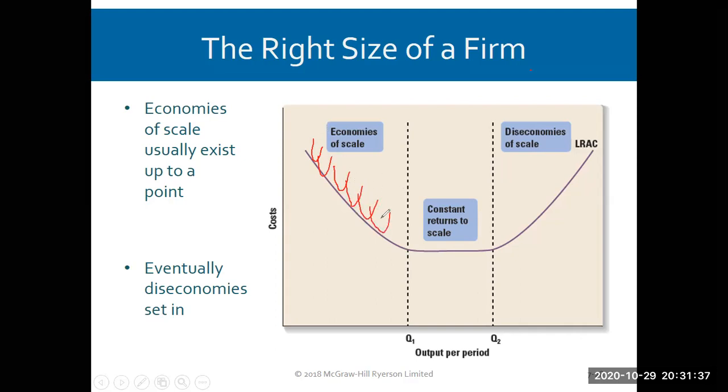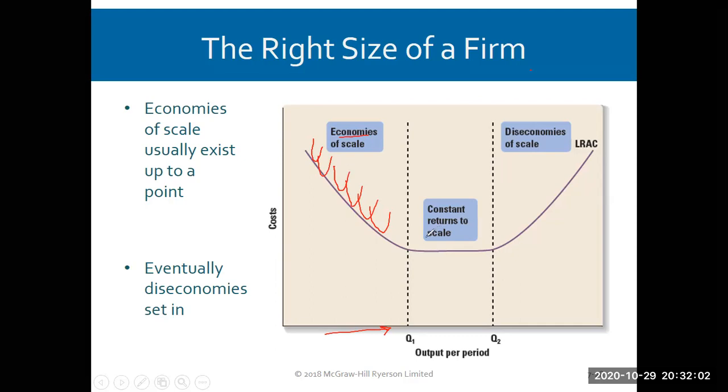Because they're all falling as we increase output, we say that's economies of scale. When we connect them all on the purple line, we're getting a downward sloping long run average cost curve. That's because we increase our plant size, increase our inputs, and we more than increase the outputs. The factor increase in outputs is greater than the factor increase in inputs.